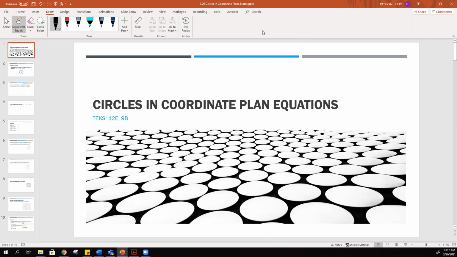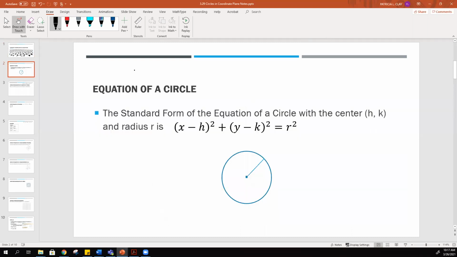Today, we're going to be talking about circles in the coordinate plane equations. So we've been talking about circles for a while already. Now we're going to keep adding to our knowledge of them. All right, so let's get started.